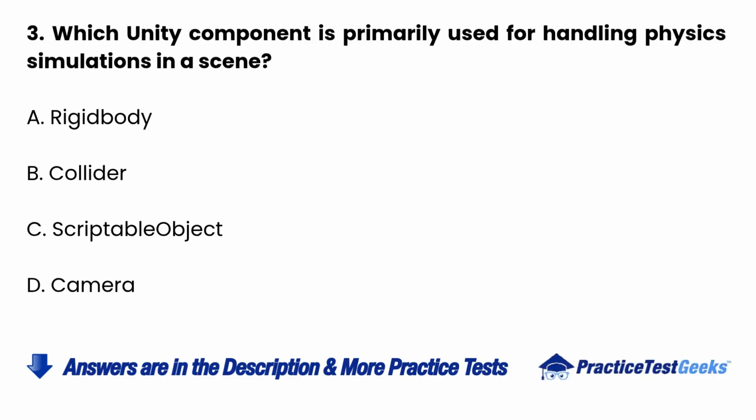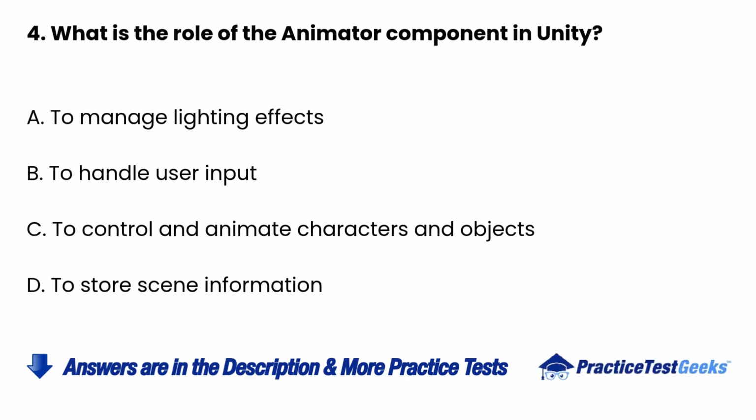A. Rigid body. B. Collider. C. Scriptable object. D. Camera. 4. What is the role of the animator component in Unity?